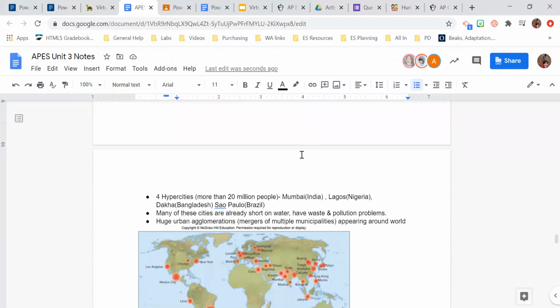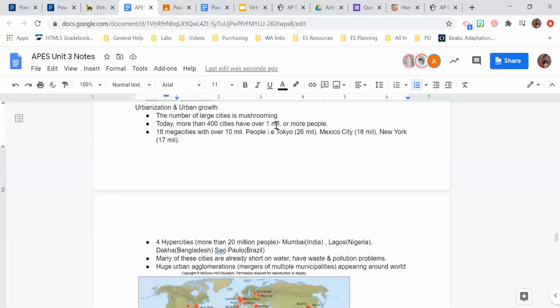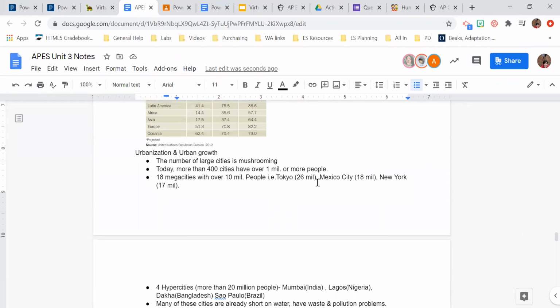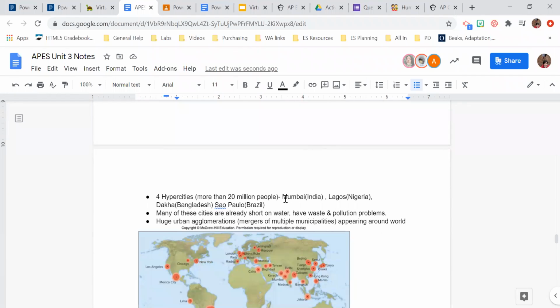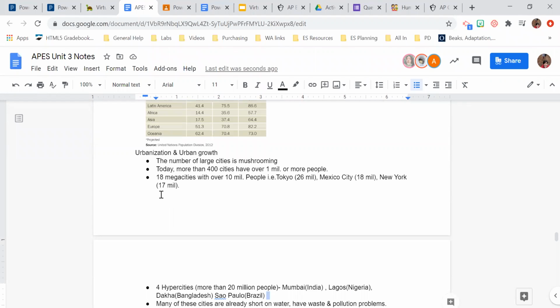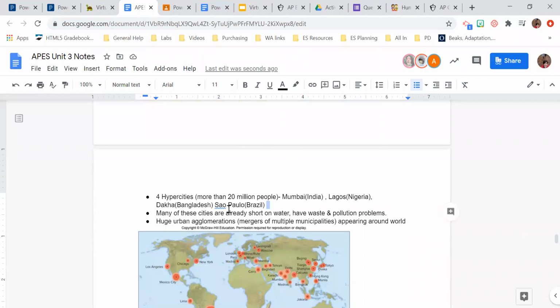So New York would not fit in there because New York is at 17. Tokyo would though. So in addition to Tokyo, well, actually Tokyo should fit in there now. I think these numbers were taken from 2 different time periods, my bad. But Mumbai in India, Lagos in Nigeria, Dhaka in Bangladesh, and Sao Paulo, Brazil would be our other 4 giant cities. And like I said, I believe the number I got for Tokyo was more recent than the numbers for Mexico City and New York. So I think Tokyo would now be considered a hypercity as well.